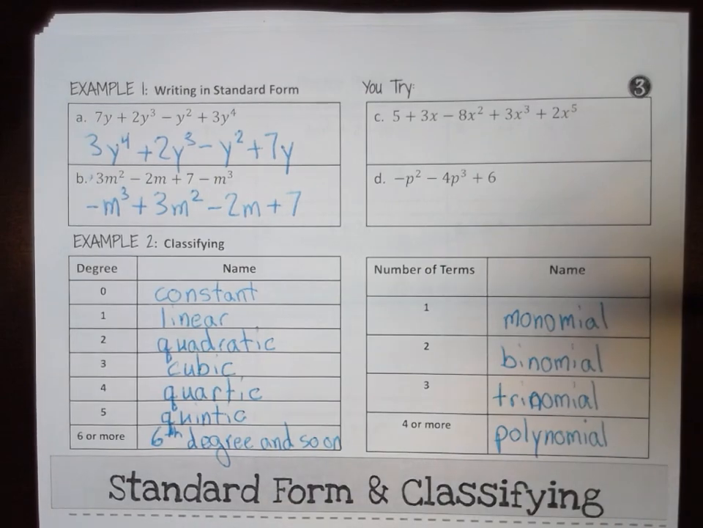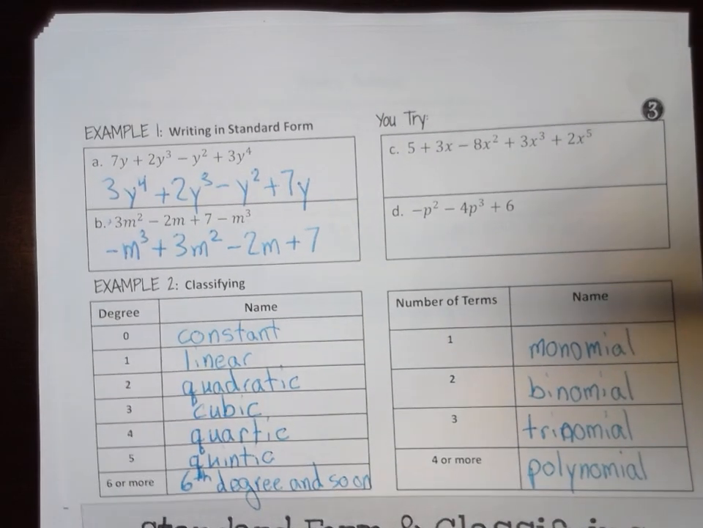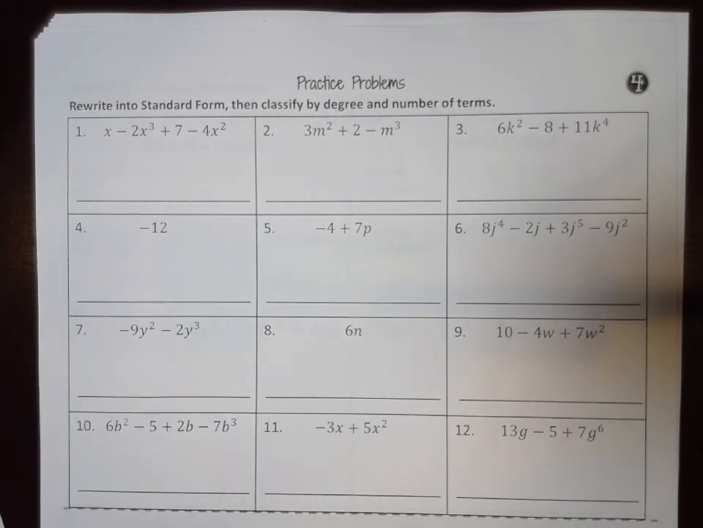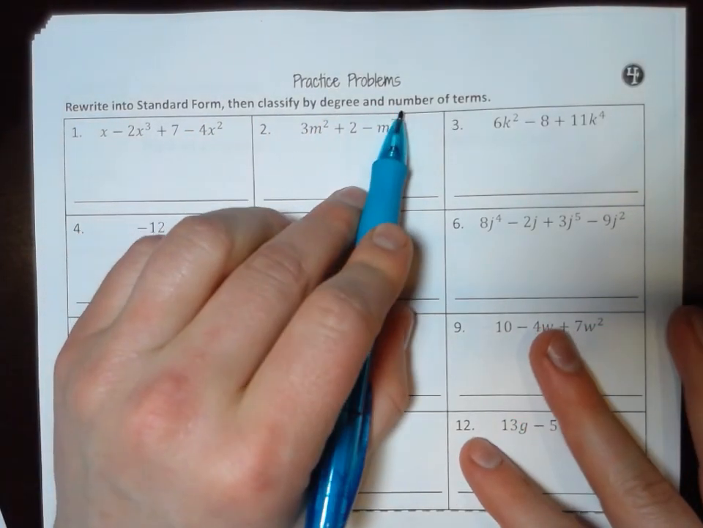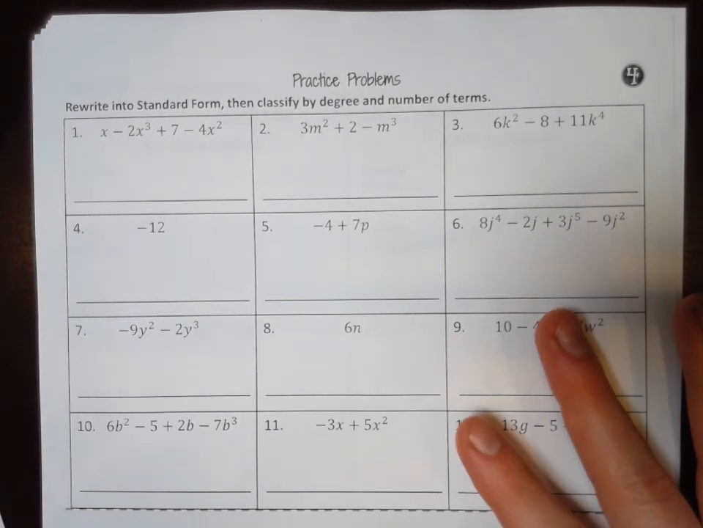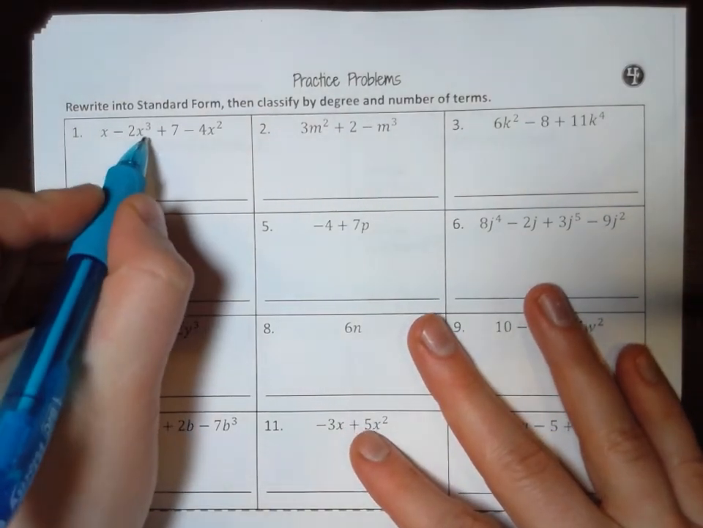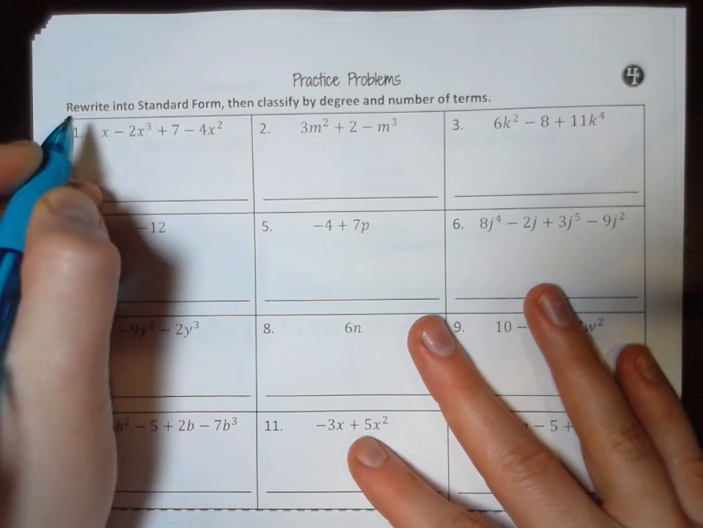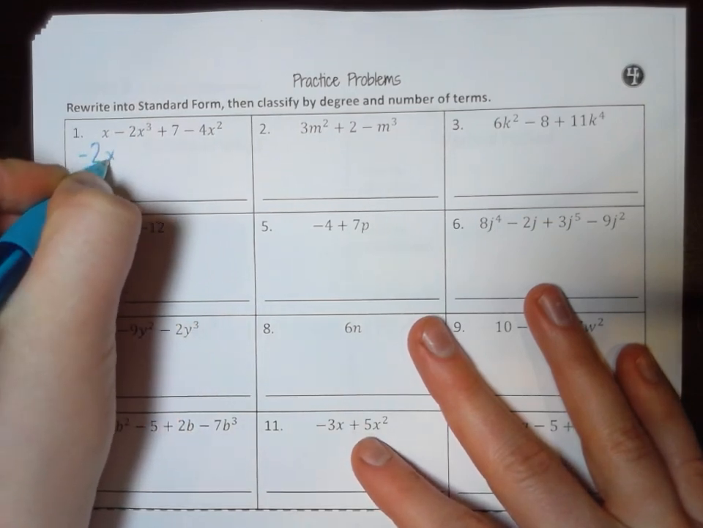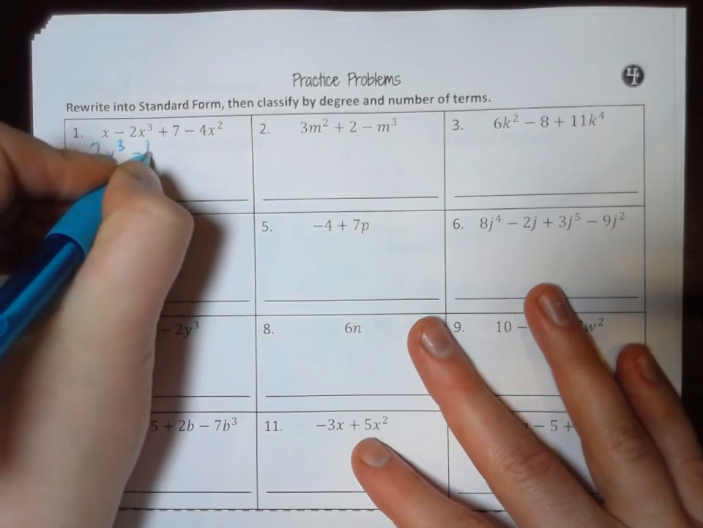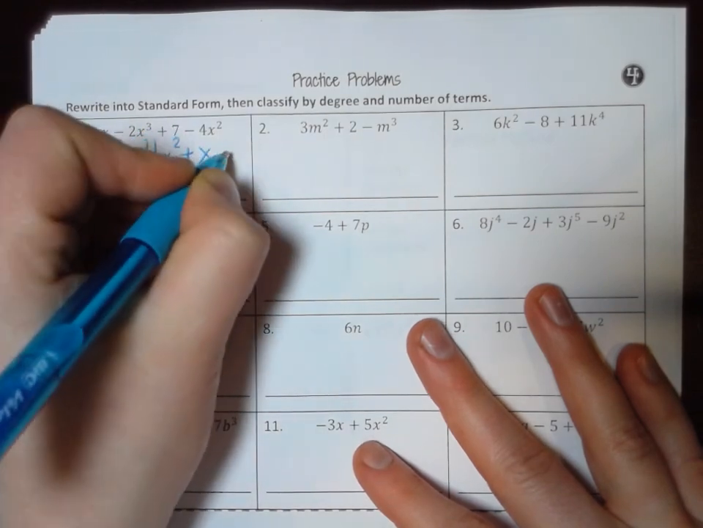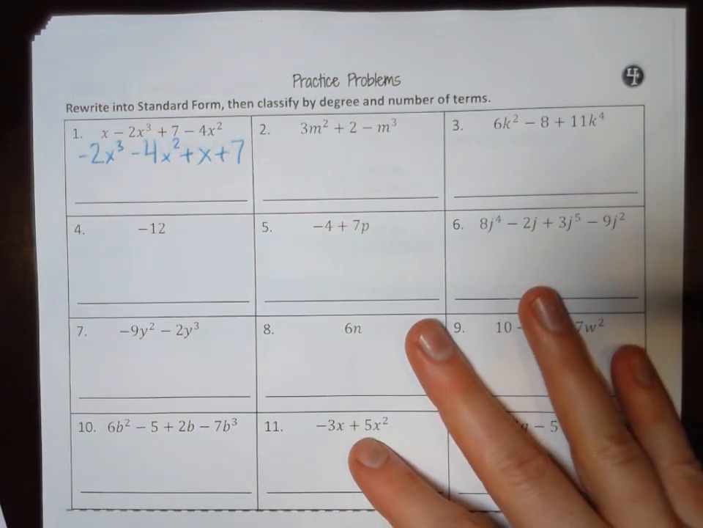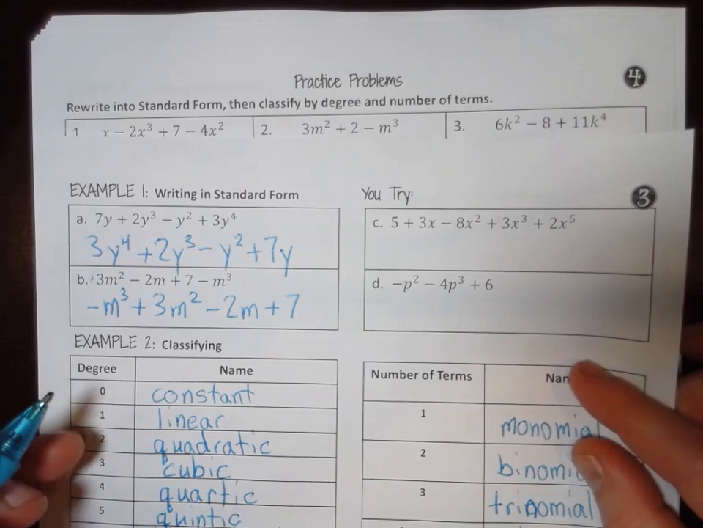Okay, now that we have these definitions, we are going to go to the next page and try our hand at this. Rewrite into standard form, then classify by degree and number of terms. Okay, so first job is to write it in standard form. I see that this is a degree 3, so I'm going to write that first. Negative x to the third minus 4x squared plus x, this is positive, and finally a positive 7 finishes off our polynomial here.